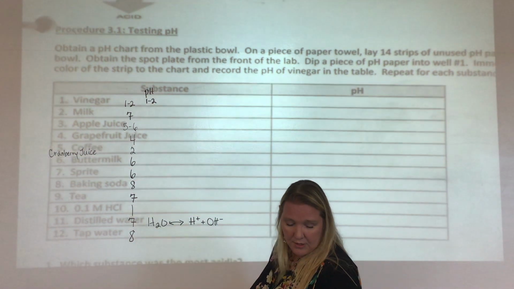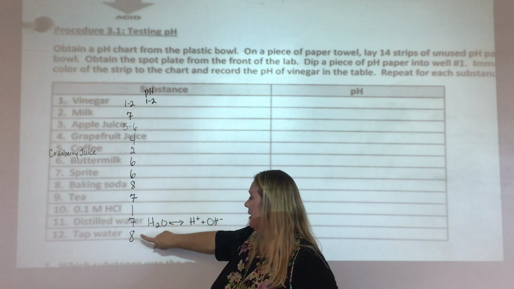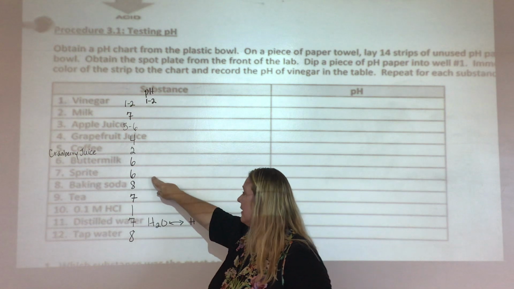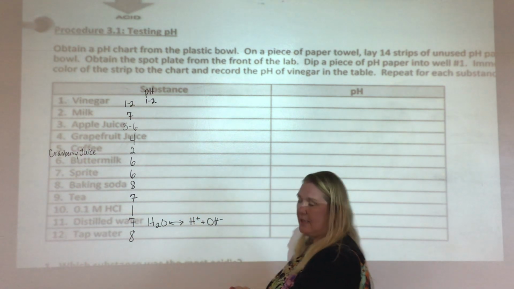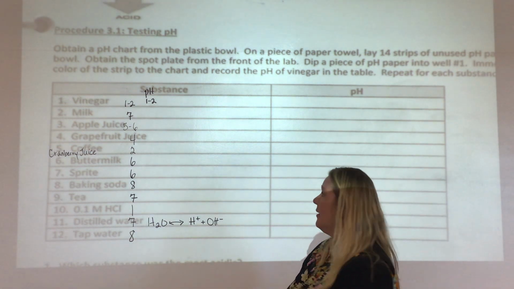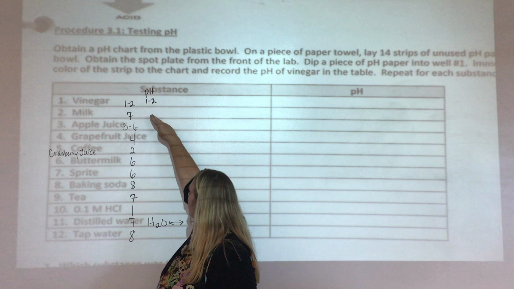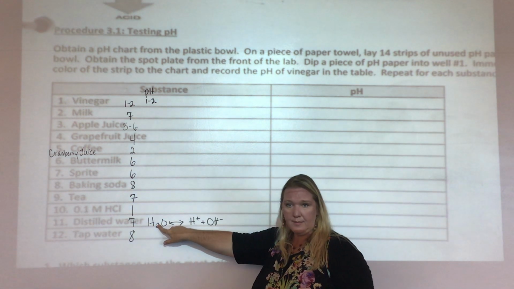So anyway, back to the question. What substance was the most basic? Baking soda and tap water. But baking soda should be more basic. Which substances were neutral? Neutral is 7. So we had milk, and we had tea, and we had distilled water.